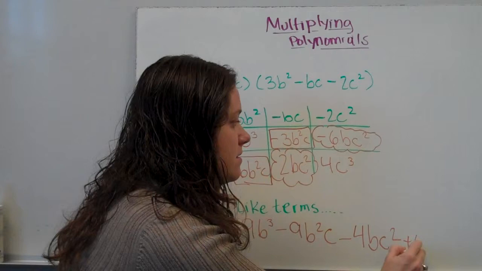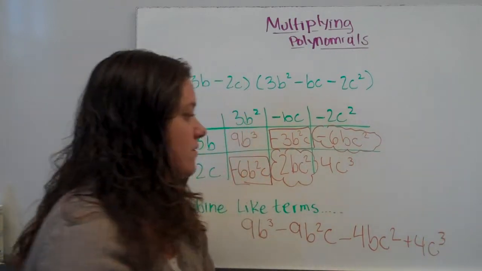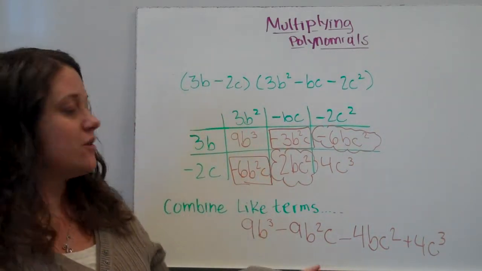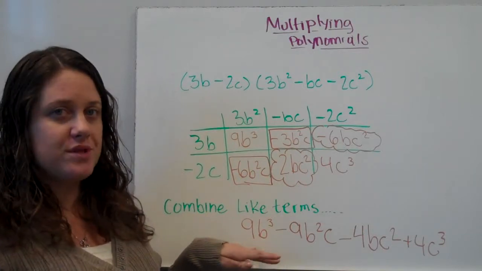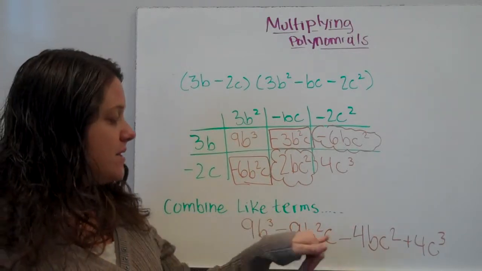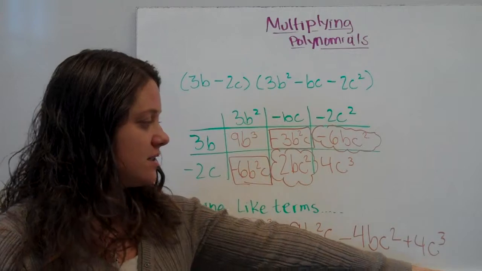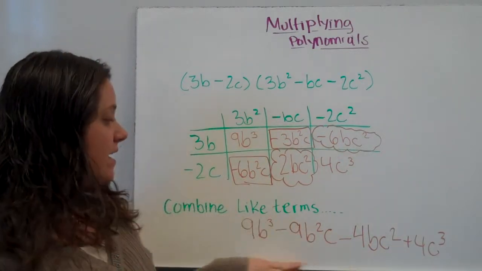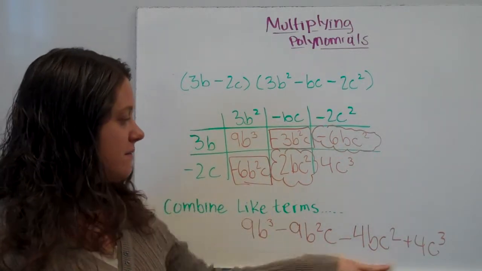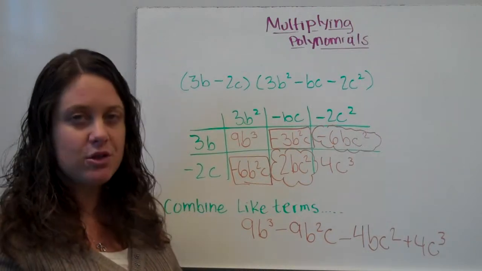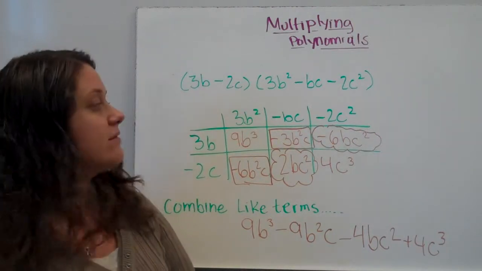And then 4c cubed, that can't be combined. So I went ahead and put it in standard form using the b, so b to the third, b to the second, b, and then this one doesn't have any b. And then we know that it has 4 terms here, and it is as close as I can get to standard form because it has 2 different variables.